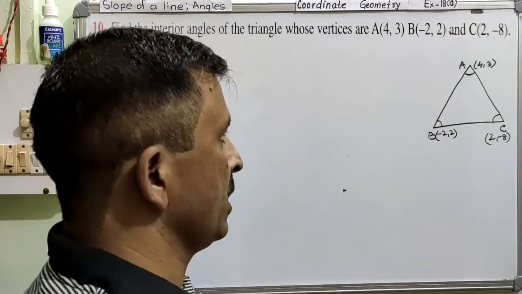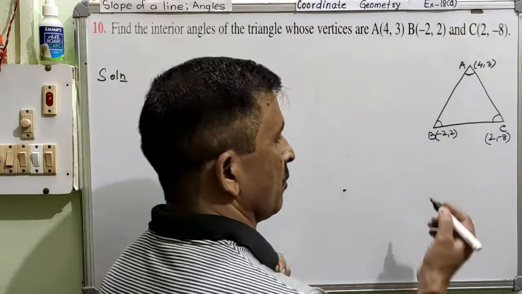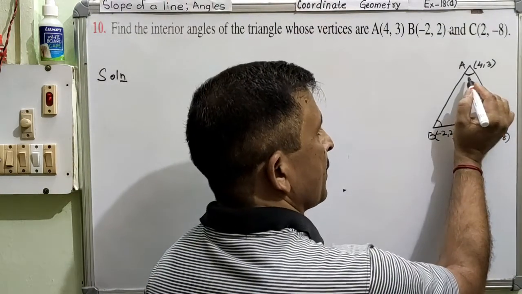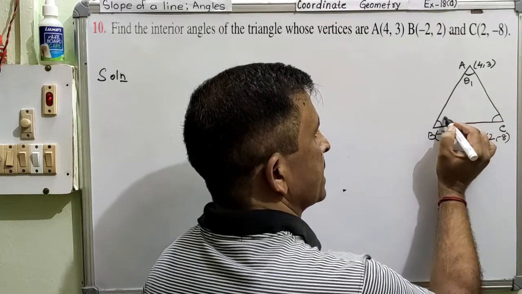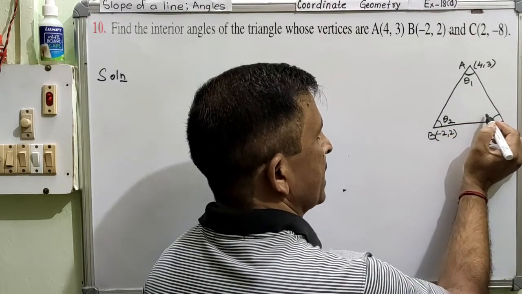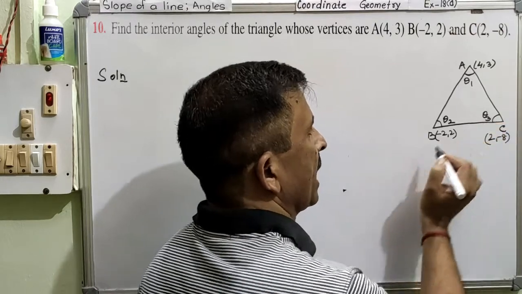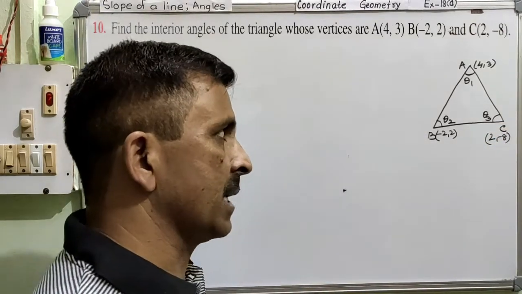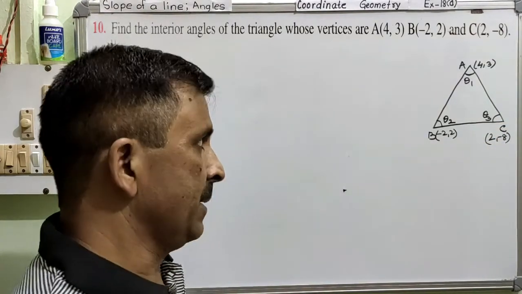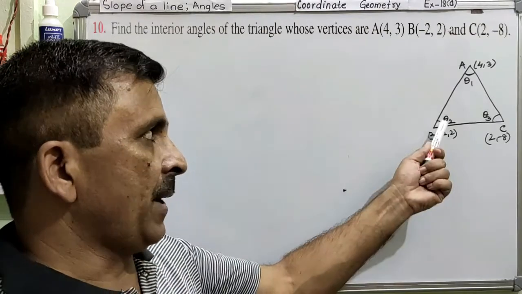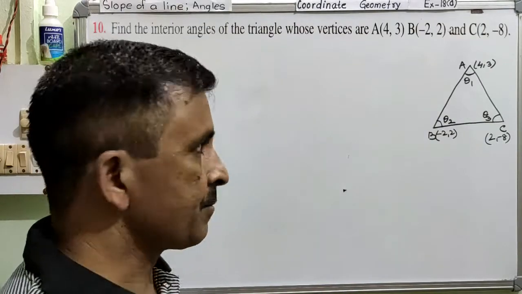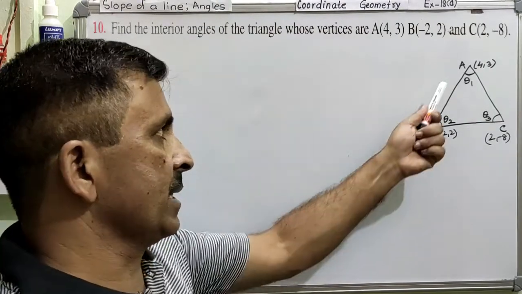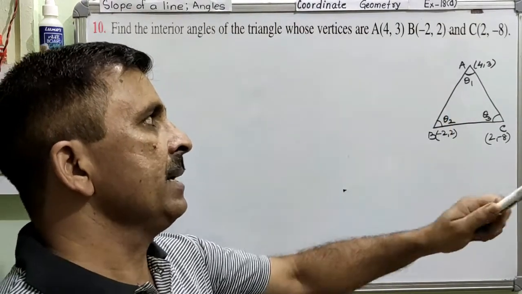So let us try to do it so that it can fit in this board. First of all, let me name these angles. Suppose this angle is theta 1, this is angle theta 2, and this is angle theta 3. So we are asked to calculate theta 1, theta 2 and theta 3. Now I told you, for finding all the interior angles, first of all we need to have the slope of all the 3 sides. So we are going to start calculating the slope of AB, then BC and then CA.